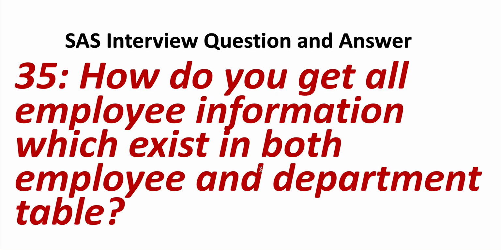SAS interview question and answer. Question number 35. How do you get all employee information which exists in both employee and department table? This question is asking if you have 2 tables, one is employee, another one department, how do you get common information which exists in both employee and department table?